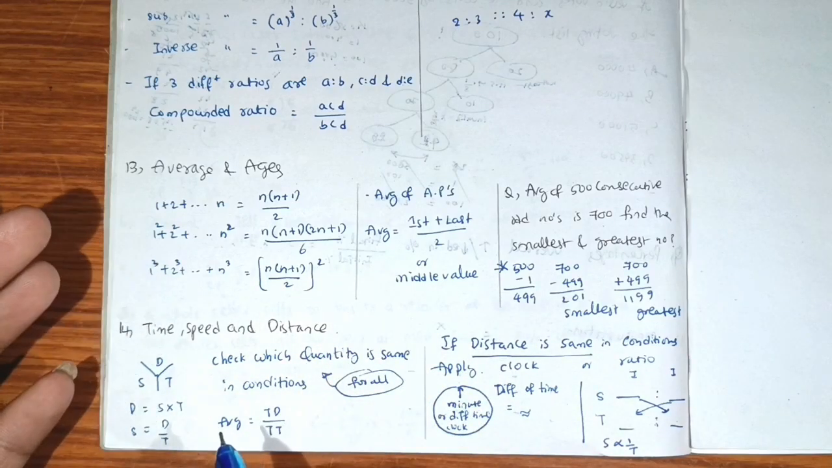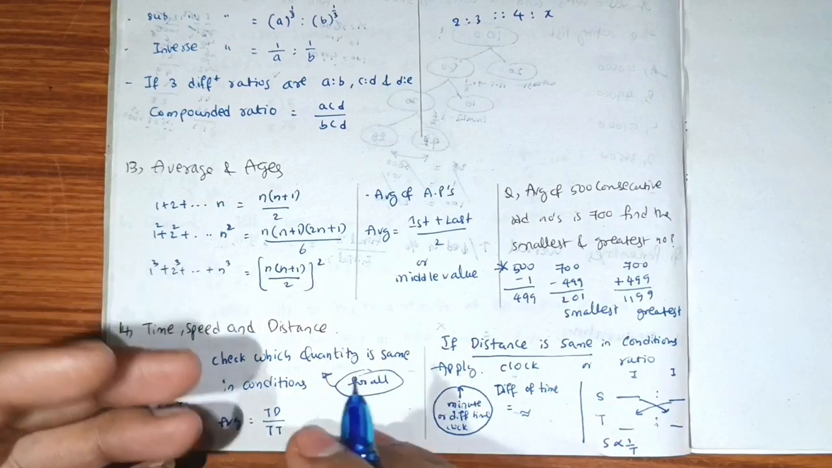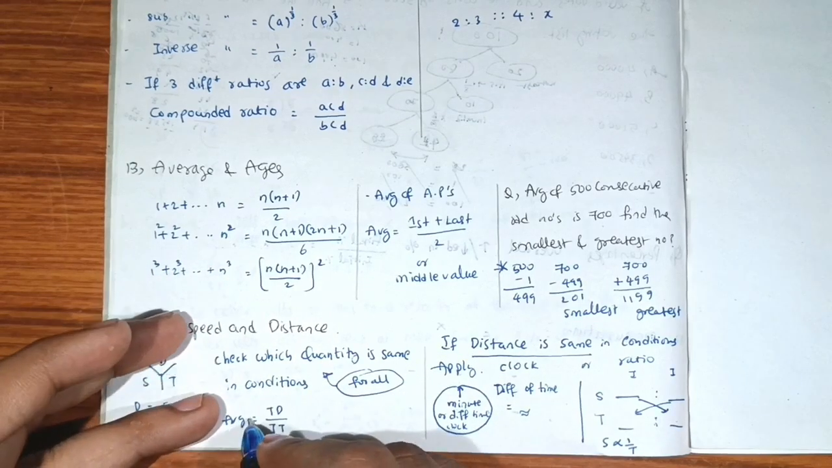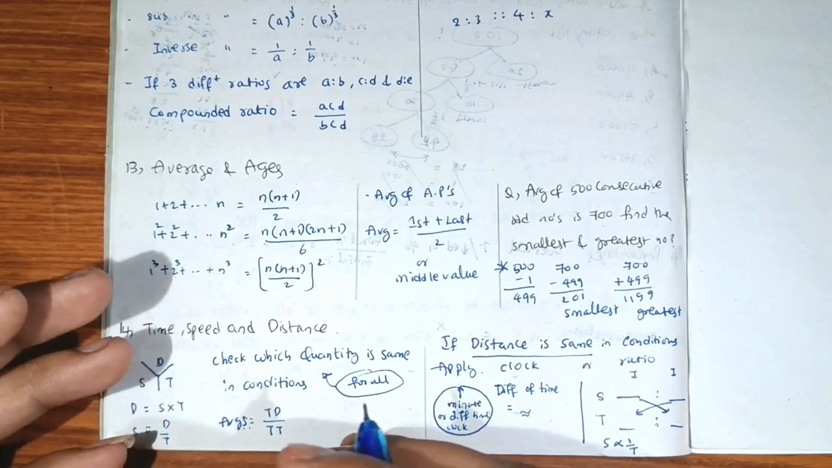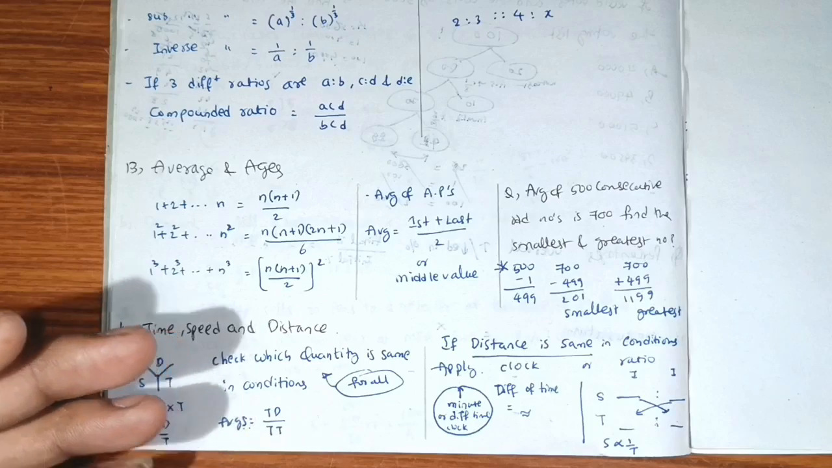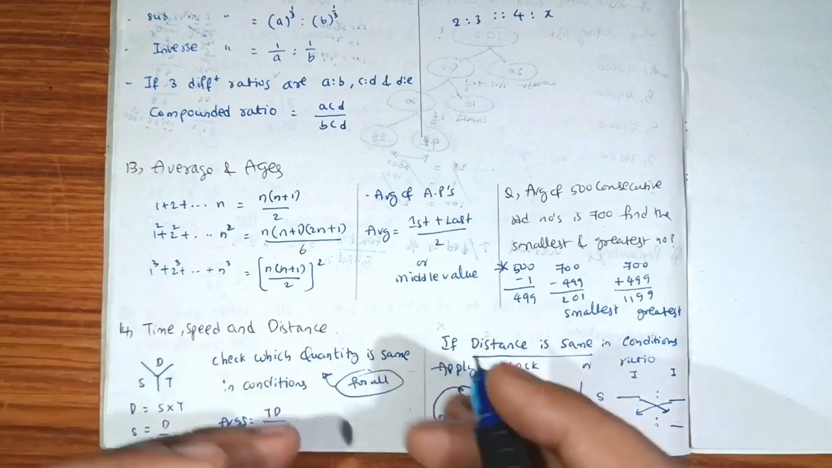Again, the average speed is total distance divided by total time. We have seen the problems regarding this average speed also.